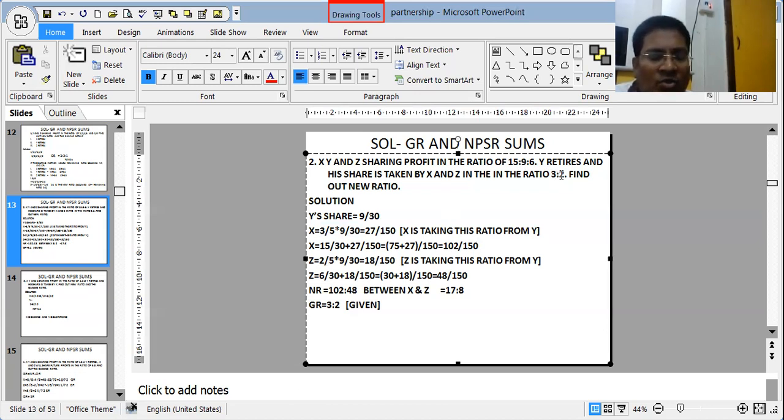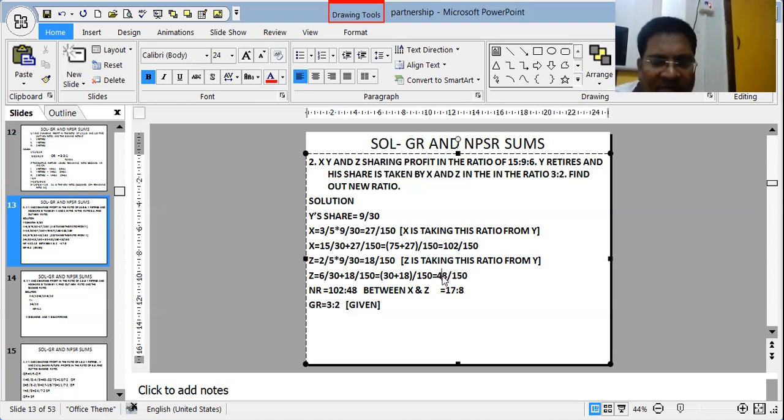3:2 again. 2/5 he will be getting of 9/30. That means Y share, which is left out, 9/30. He is going to get 2/5 of 9/30. That is 18/150. When solving, you will get 18/150. And his existing share is already 6/30. So 18/150 and 6/30 when added, it is coming up to 48/150.